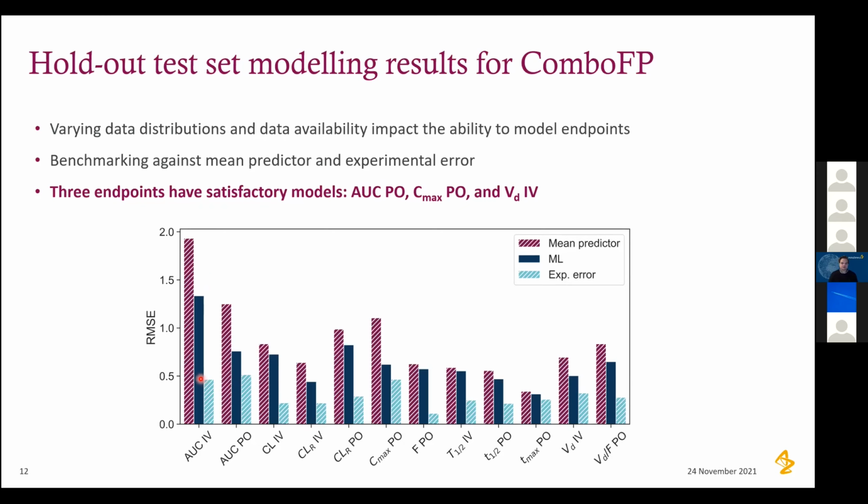So there are a few observations that can be made here. First, you could actually do this analysis before even doing any modeling. An example of this is the Tmax over here. Even though the RMSE seems to be really low and it appears to be a good model, the difference between the mean predictor and experimental error is very slim. So that kind of raises the question, is it even worth modeling it?